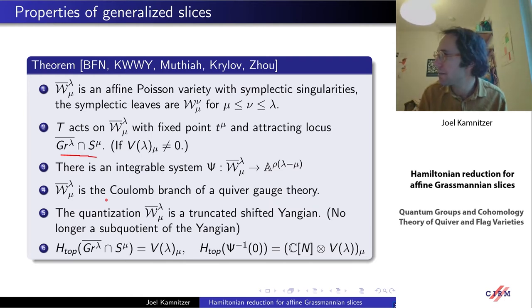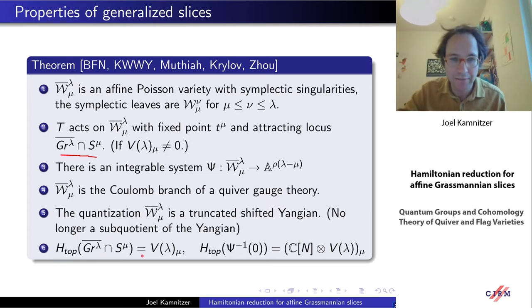Previously, I didn't quite say this, but the truncated shifted Yangian has that name because we have this thing called the shifted Yangian, which is a subalgebra of the Yangian, and then we truncate it, we take a quotient. And now if mu is not dominant, we still have an algebra called the shifted Yangian, but it's not a subalgebra of the Yangian. But still it behaves in very similar ways even when mu is not dominant.